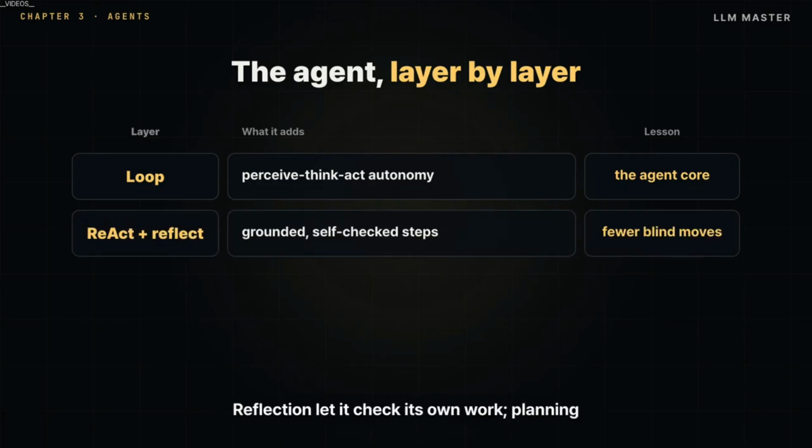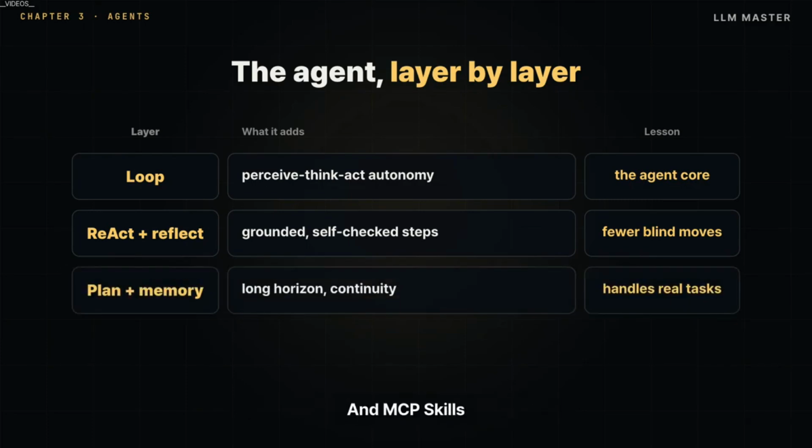Reflection let it check its own work. Planning let it hold a long horizon. Memory gave it continuity past a single turn. And MCP, skills, and the memory tool are the shared infrastructure. The parts that let agents reuse tools and expertise instead of every team rebuilding the same glue.